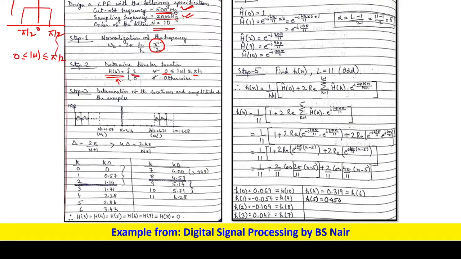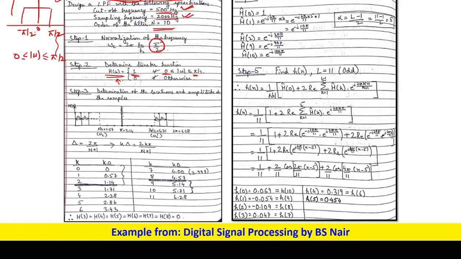Now next would be determination of the locations and the amplitude of the samples. What we are telling herein, the method says it is a frequency sampling method. So we are working in the frequency domain. This is the frequency response of our filter, and since it is the frequency response of our filter, we have to sample it.